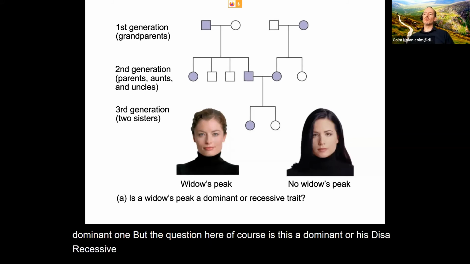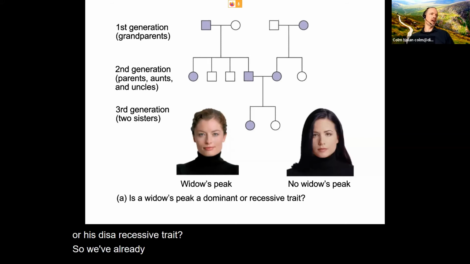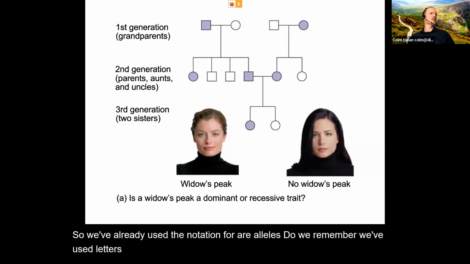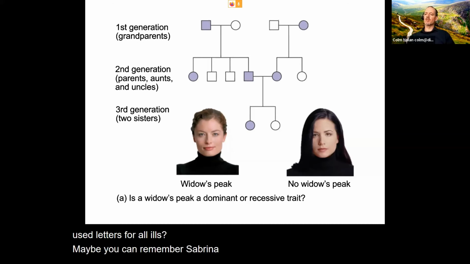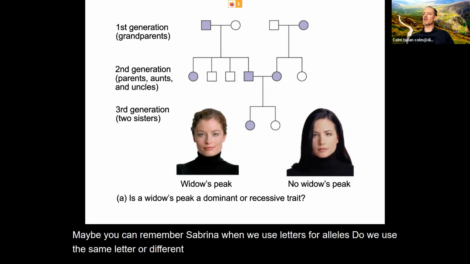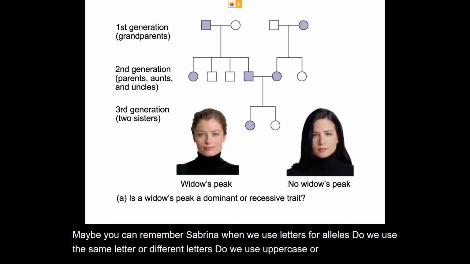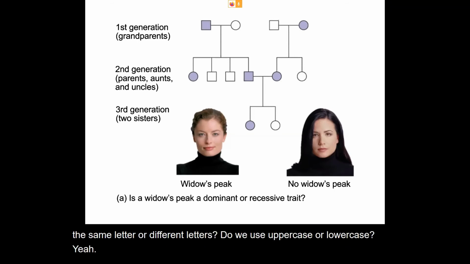We've already used the notation for our alleles. Do we remember we've used letters for our alleles? Maybe you can remember, Sabrina, when we use letters for alleles, do we use the same letter or different letters? Do we use uppercase or lowercase? We use the same letter, but for the dominant one, we use a capital, and for the recessive, it's a small letter.